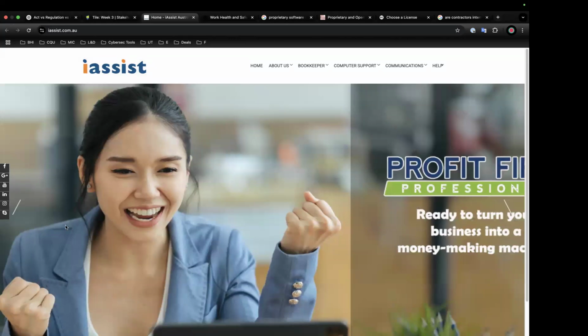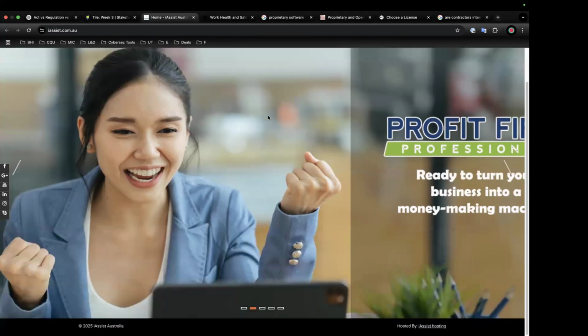Well, there's heaps. You've got the community where the business is situated. They're situated in Rockhampton, Rocky. They've got partnerships with Microsoft Azure and Xero accounting.